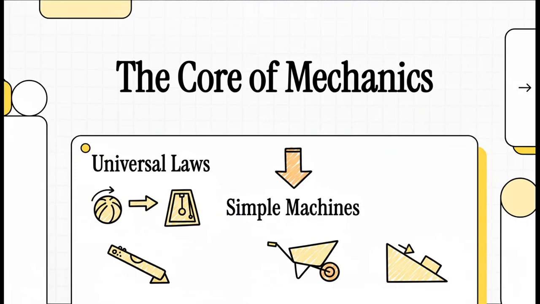Have you ever stopped to think about what a planet spinning in orbit, a baseball flying through the air, and a high-tech robotic arm could possibly have in common? Well, it turns out they all play by the exact same rulebook, classical mechanics. And we're about to unpack the fundamental principles that govern literally everything that moves. Let's get right into it.